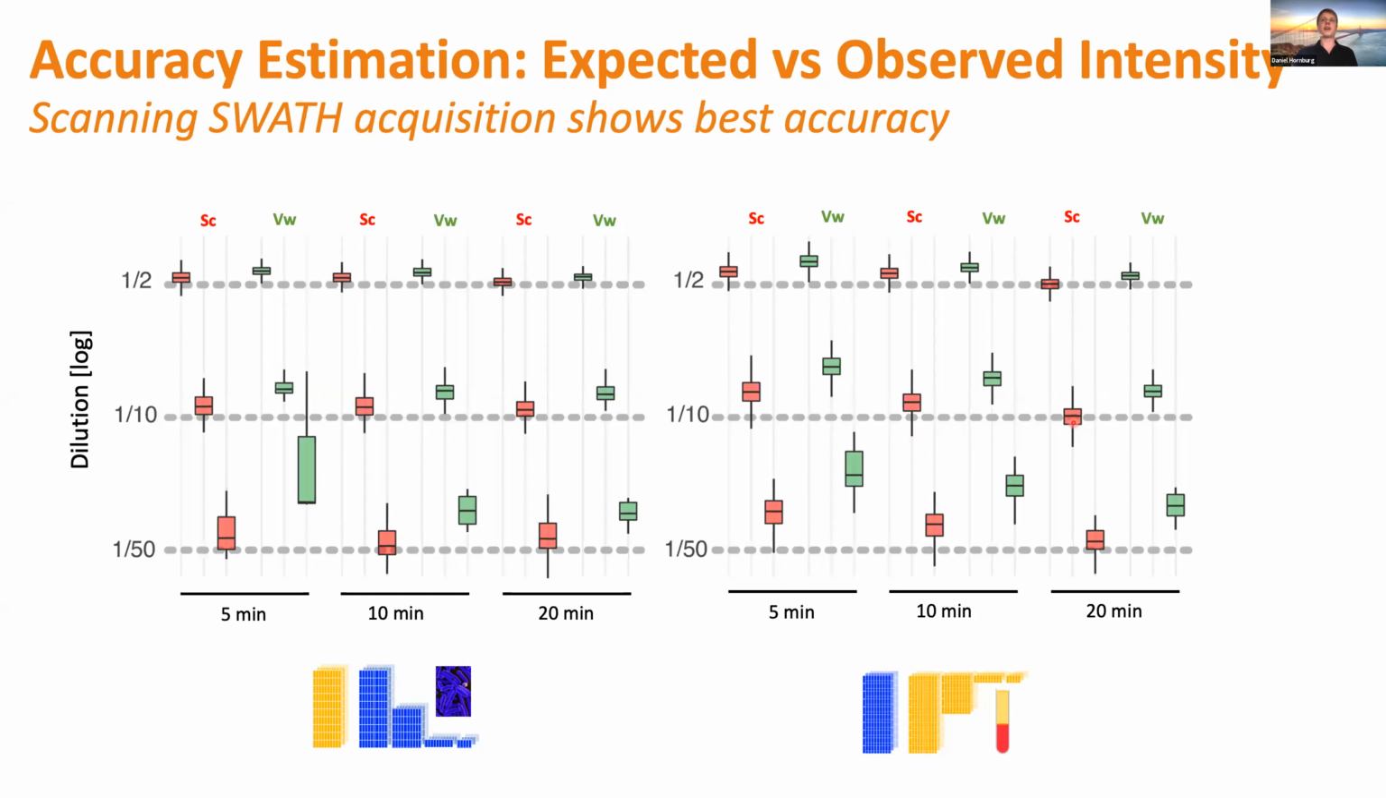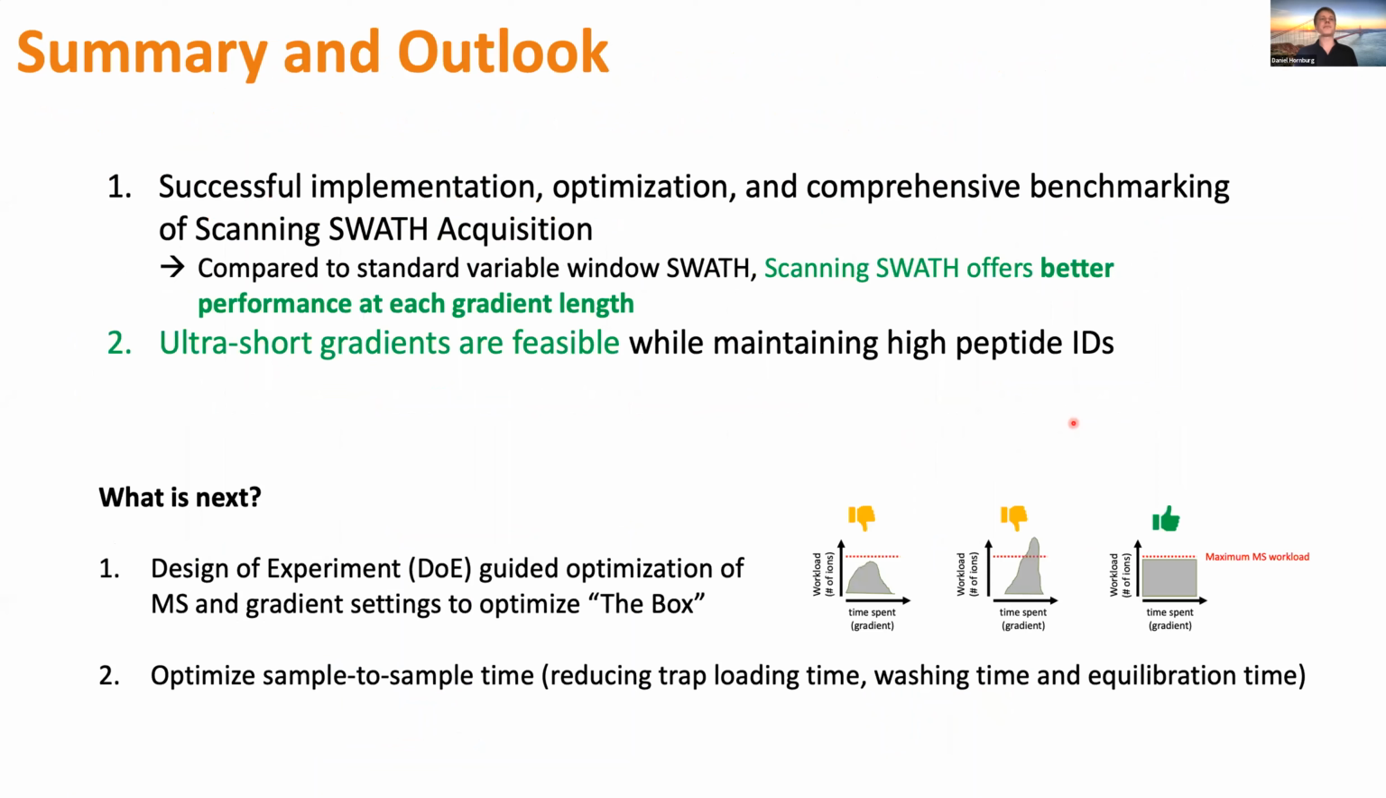Just want to summarize that in this particular pilot experiment, we evaluated how we can benefit from scanning swath acquisition by using ultra short gradients, and we see that we gain on average gradient length, but in the end, the biggest percentage gain is for very short gradient, which opens up opportunities to go very fast and to have a much higher sample throughput.